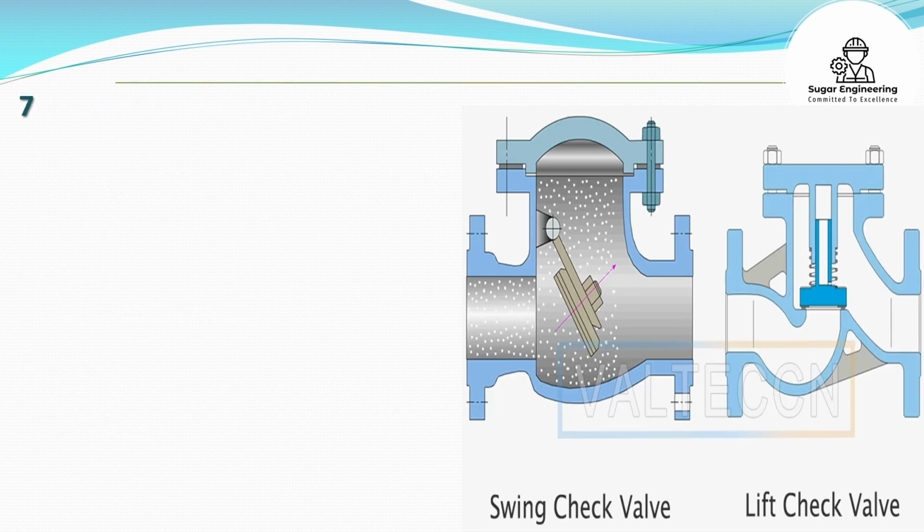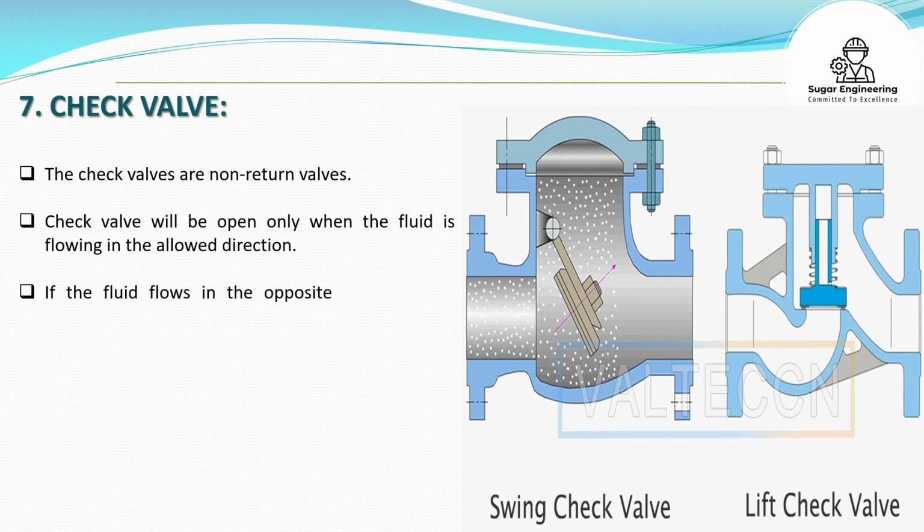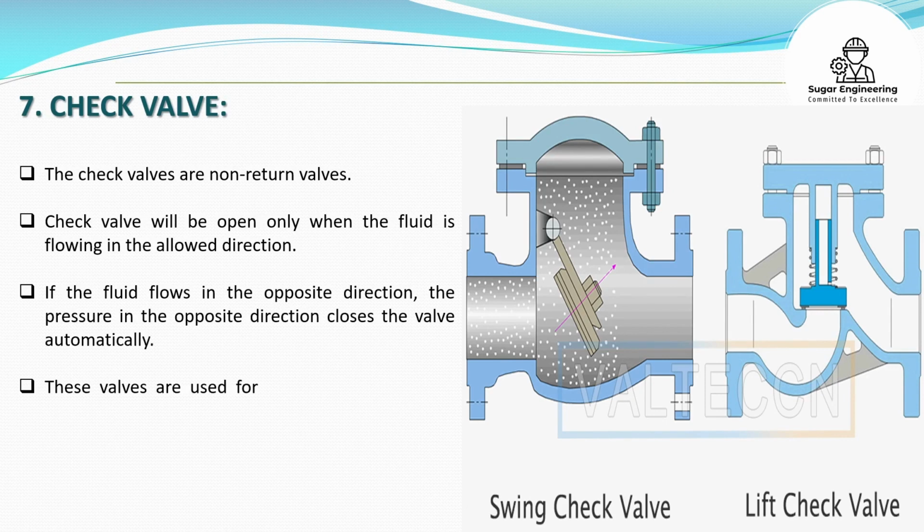Seven, check valve. The check valves are non-return valves. Check valve will be open only when the fluid is flowing in the allowed direction. If the fluid flows in the opposite direction, the pressure in the opposite direction closes the valve automatically. These valves are used for preventing backflow to systems.